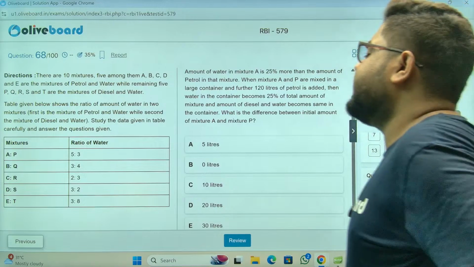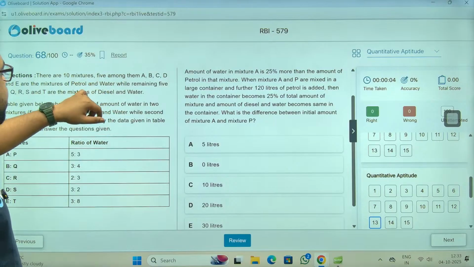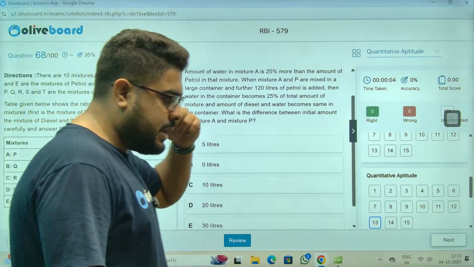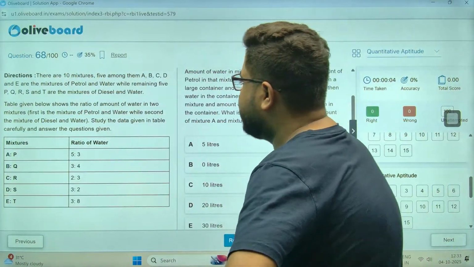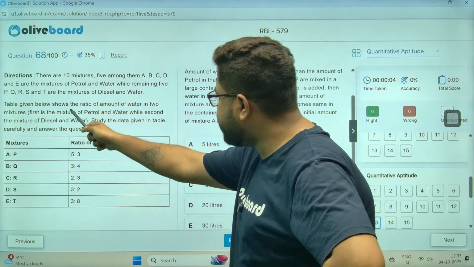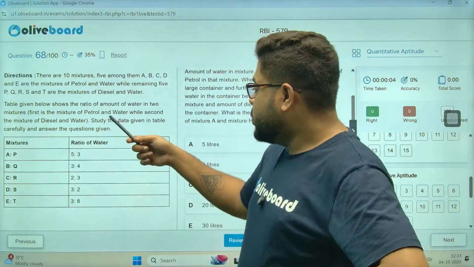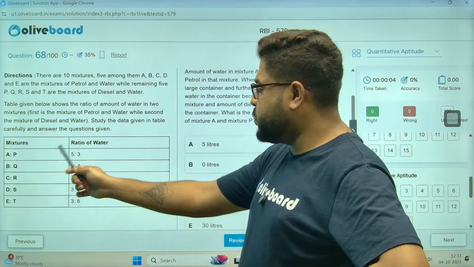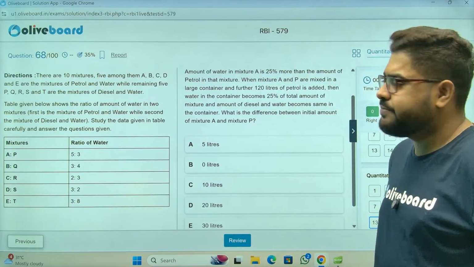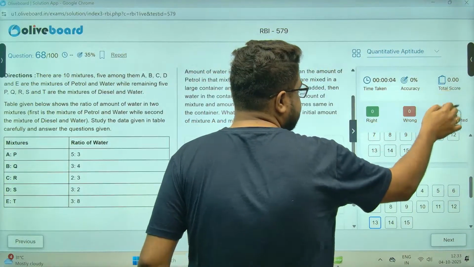Chal. There are 10 mixtures. 5 among them, A, B, C, D, E, are mixtures of petrol and water, while the remaining 5, P, Q, R, S, T, are mixtures of diesel along with water. Now, the table shows the ratio of amount of water in two mixtures. First is the mixture of petrol and water. Second is the diesel. You can see A ratio P, B ratio Q. So the ratio of water they have given us in these two mixtures. Okay, first question. It is dealing with A and P.